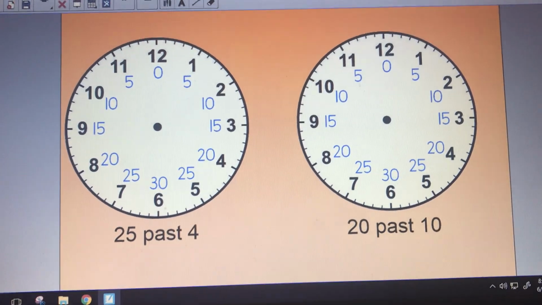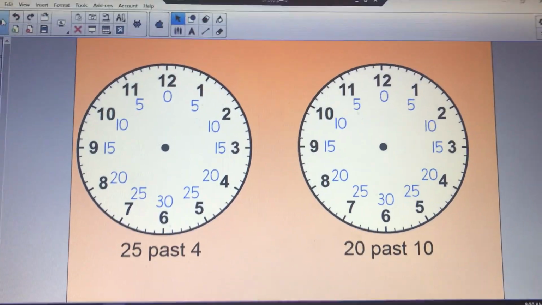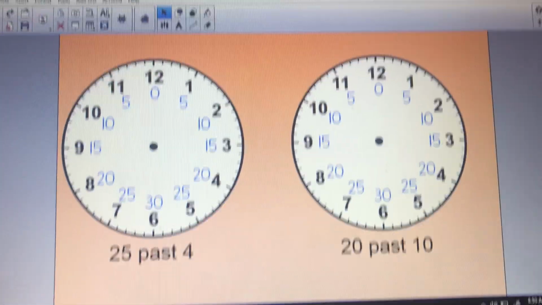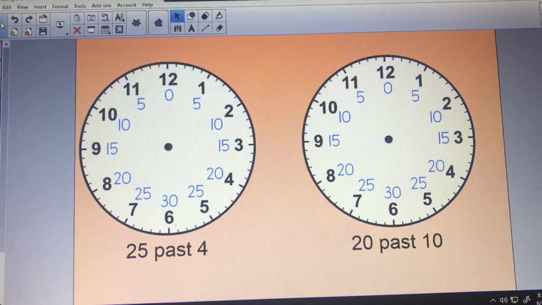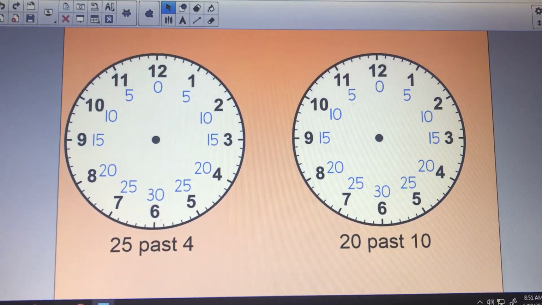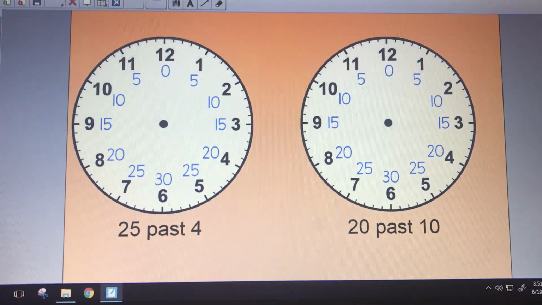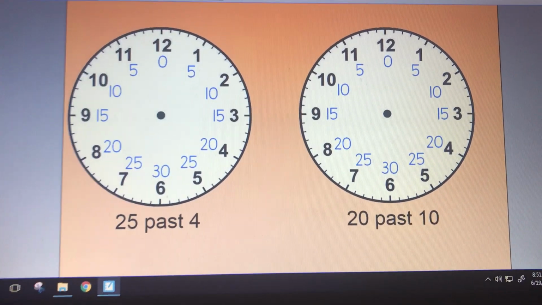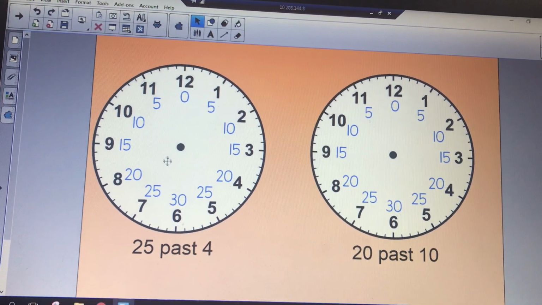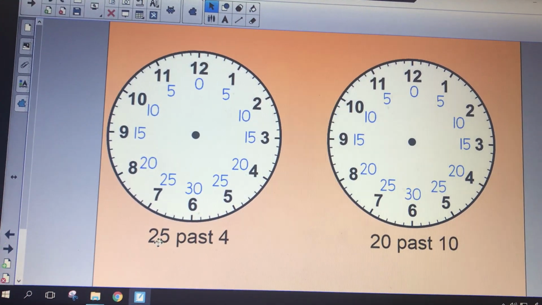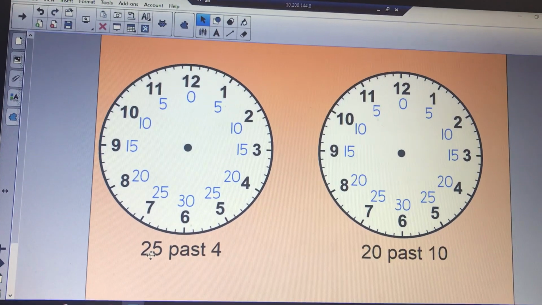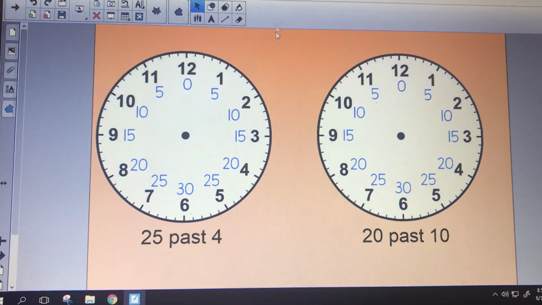Right, so this is the other type of question you're going to need to practice over the next few days. We've got lots of questions where you have to read the time, and the other half of the questions are when you have to draw the hands on the clock face to show a particular time. So this first clock here is asking you to show 25 past 4 or 25 minutes past 4.